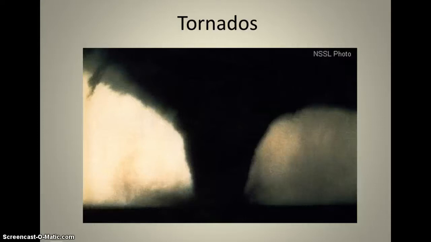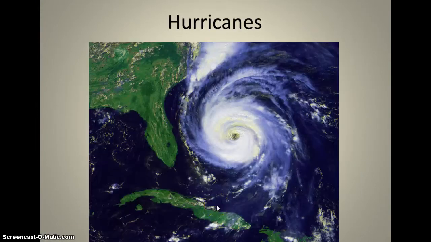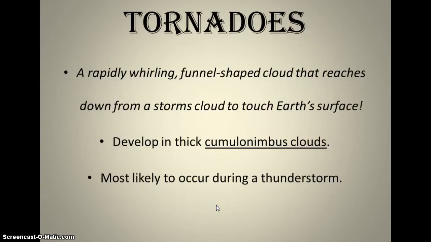Okay, so today we are going to talk about tornadoes, and we are also going to talk about hurricanes. So, tornadoes are rapidly whirling, funnel-shaped clouds, and they reach down from a storm cloud to touch Earth's surface. So it's important to remember that they actually touch the surface of the Earth.